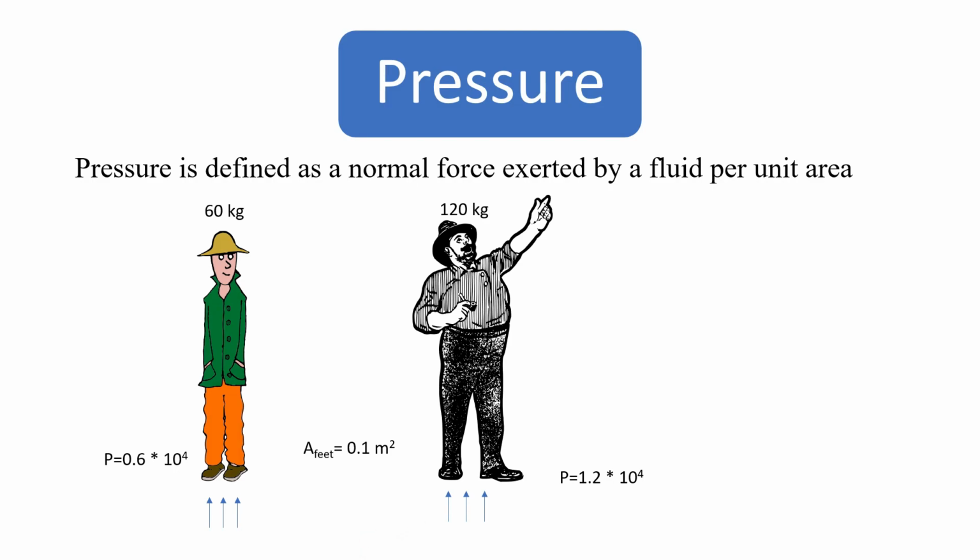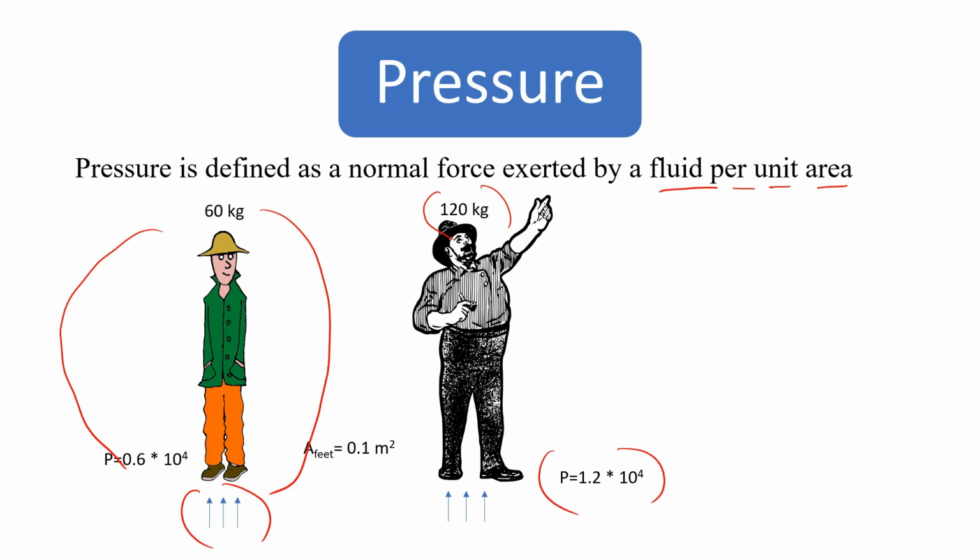So what is pressure exerted by a fluid? Pressure is defined as the normal force exerted by a fluid per unit area. In this figure you can see a 60 kilogram man exerts a pressure of 0.6 into 10 raised to 4 Newton per meter square. On the right side you can see a 120 kilogram man. The pressure exerted by the ground on his body is 1.2 into 10 raised to 4. So pressure is defined as force divided by the area at which the force is acting.